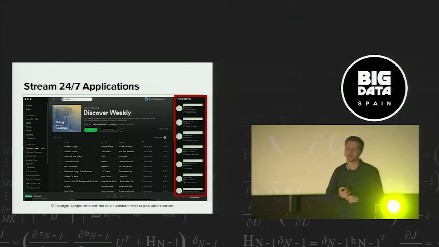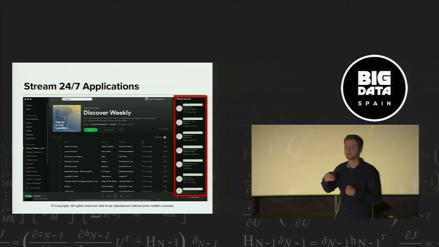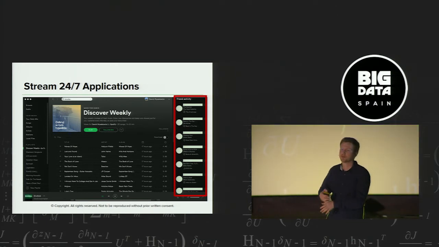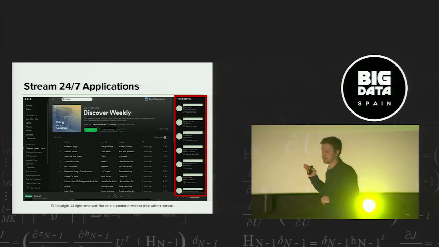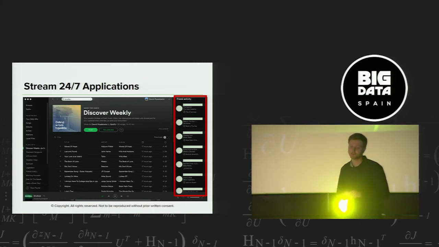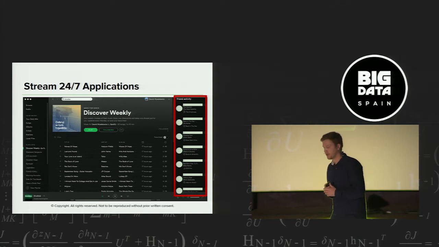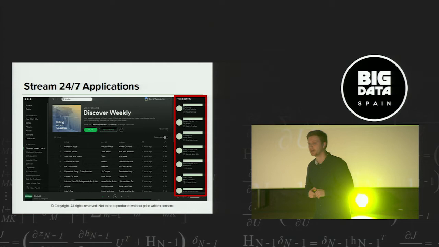The other one is use cases when we need to provide data to the end user as soon as possible, or maybe not as soon as possible, but continuously, 24 hours per day, 7 days per week. In Spotify, the use case is, for example, the friend activity feed, a feature that shows us what our friends are currently listening to.